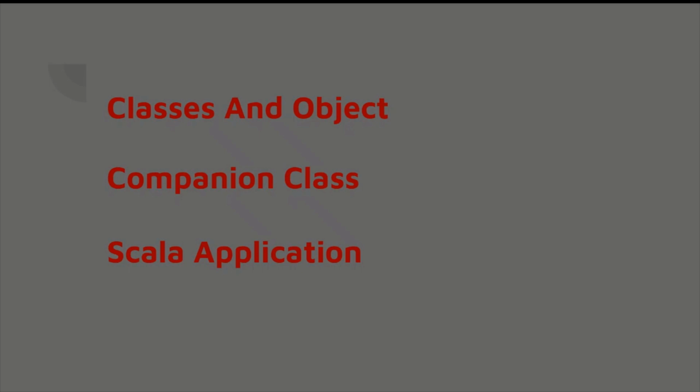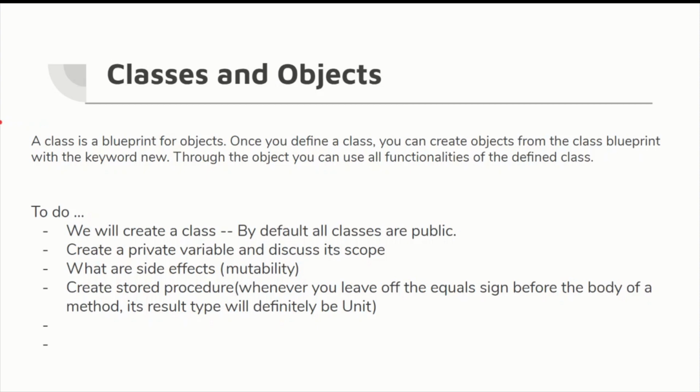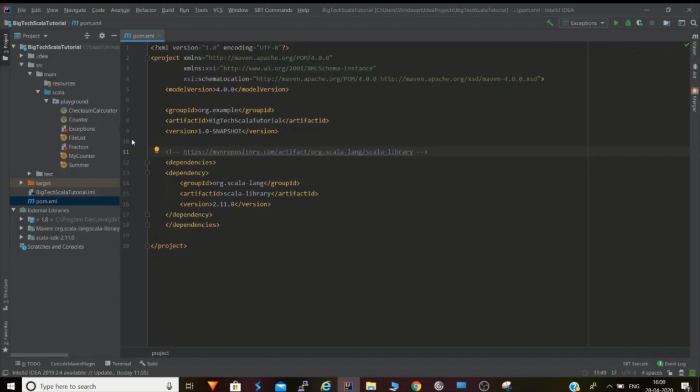So what are classes? A class is a blueprint for objects. Once you define a class, you can create objects from the class's blueprint with the keyword new. It is like you have defined a blueprint and now you want to implement that blueprint with many implementations. Through the object, you can use all functionalities of the defined class. So let's move to IntelliJ. Let's create a class. We are using the IntelliJ IDE for our Scala code development.